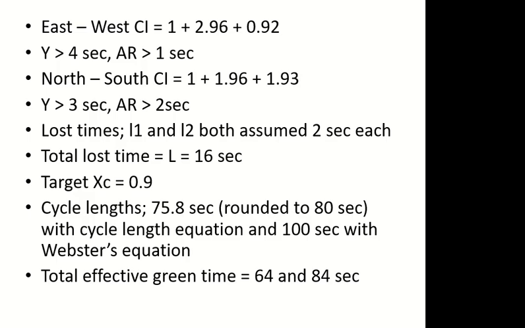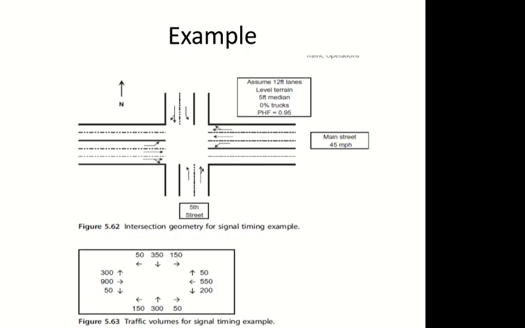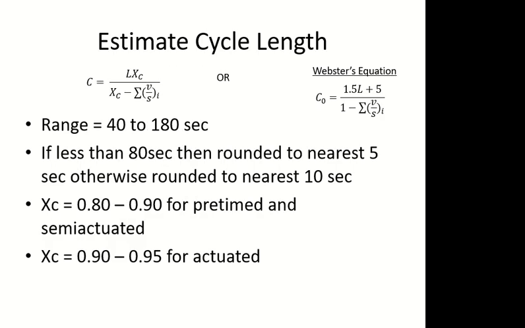What does it mean? V means your demand, C is the capacity. A V by C ratio of 0.9 means that capacity is 10% higher than the demand. So this is my factor of safety. I mentioned it last time as well. Now I can calculate the cycle length.